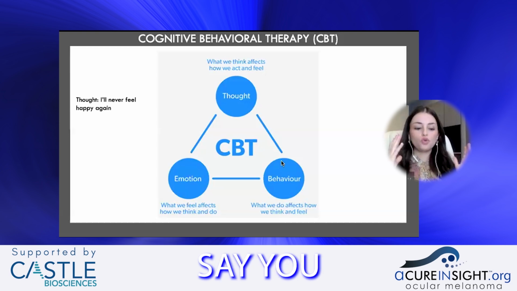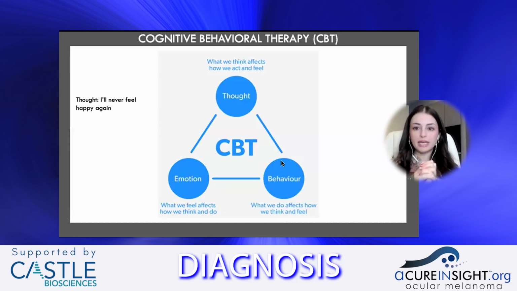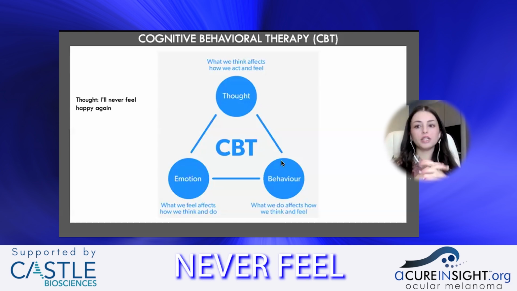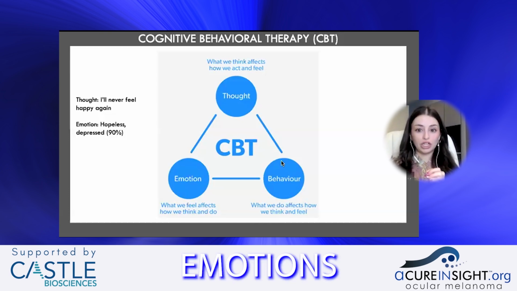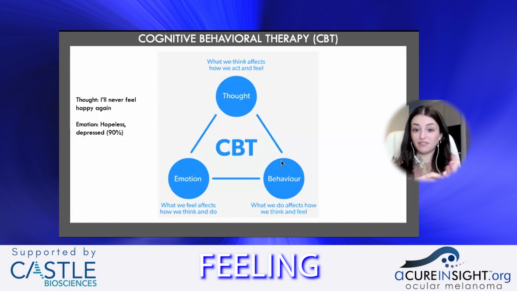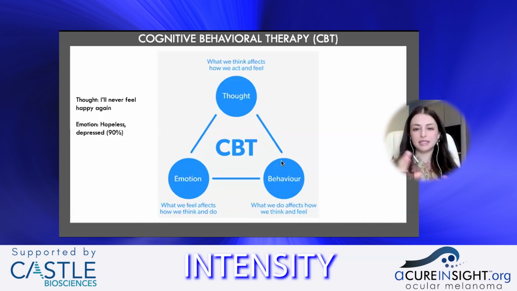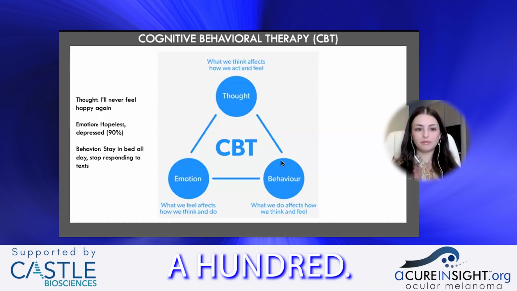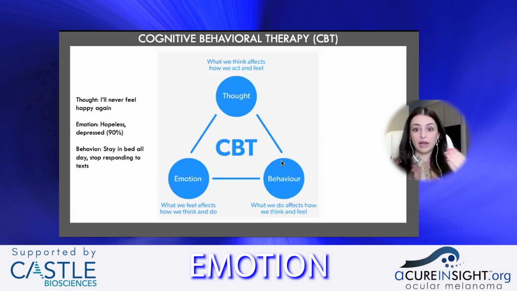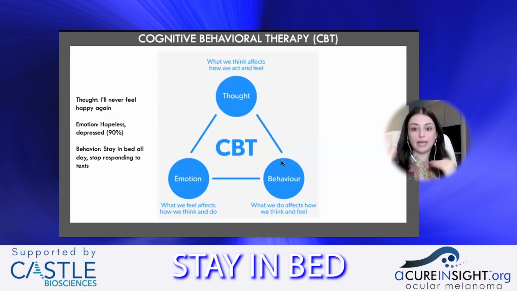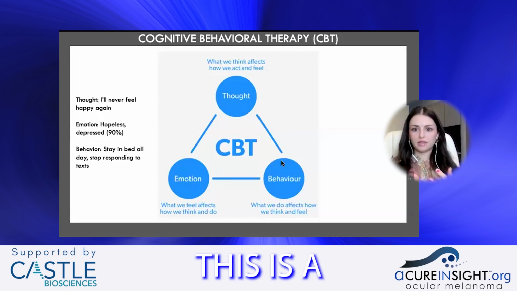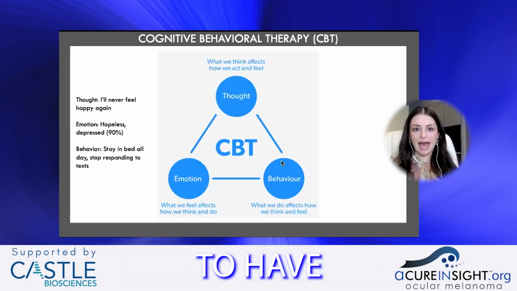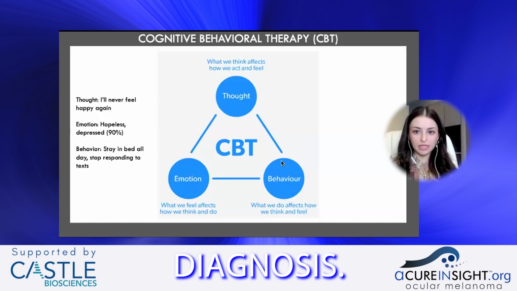So let's say you get a cancer diagnosis and you have the thought of, I'll never feel happy again. And that causes your emotions to turn into hopelessness, maybe feeling depressed. And let's say the intensity of this is a 90 out of 100. And then this thought, this emotion impacts your behavior, right? So maybe you stay in bed all day, you stop responding to text messages from friends, from loved ones. So this is a completely understandable thought to have if all of a sudden you get a cancer diagnosis.